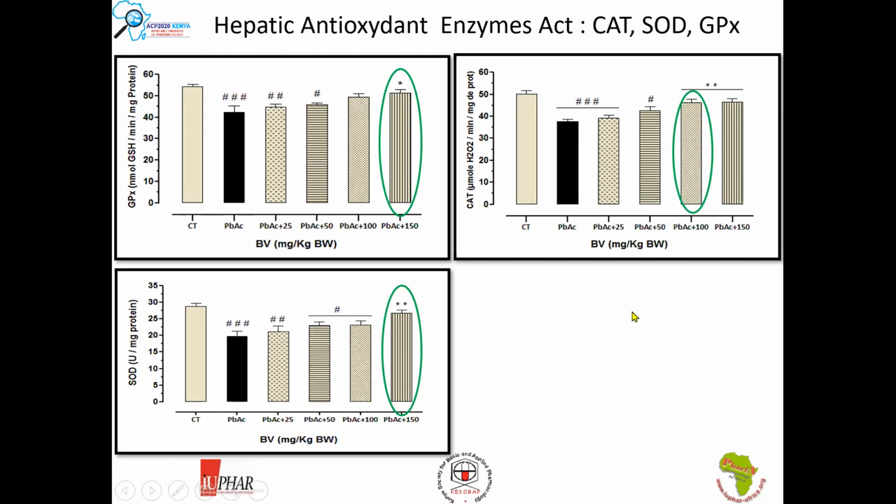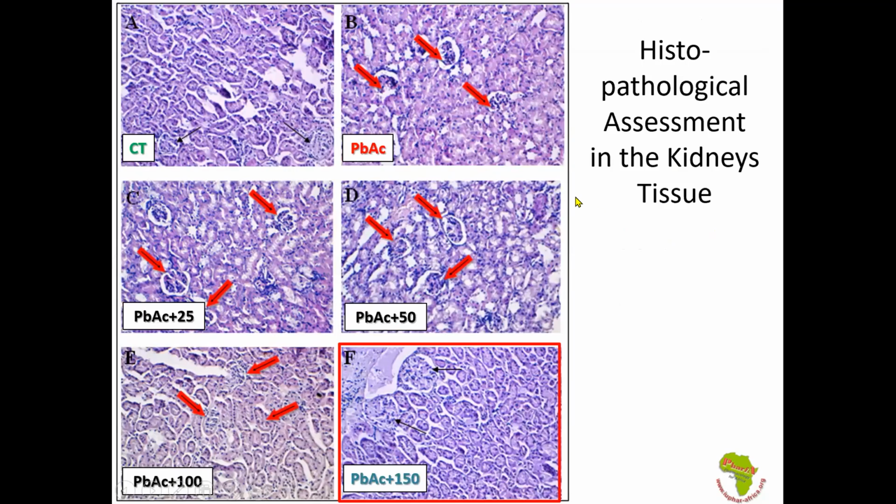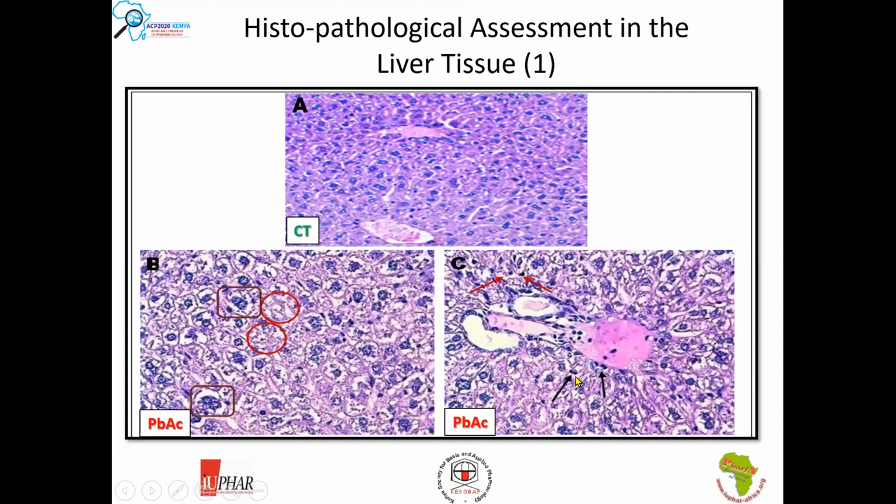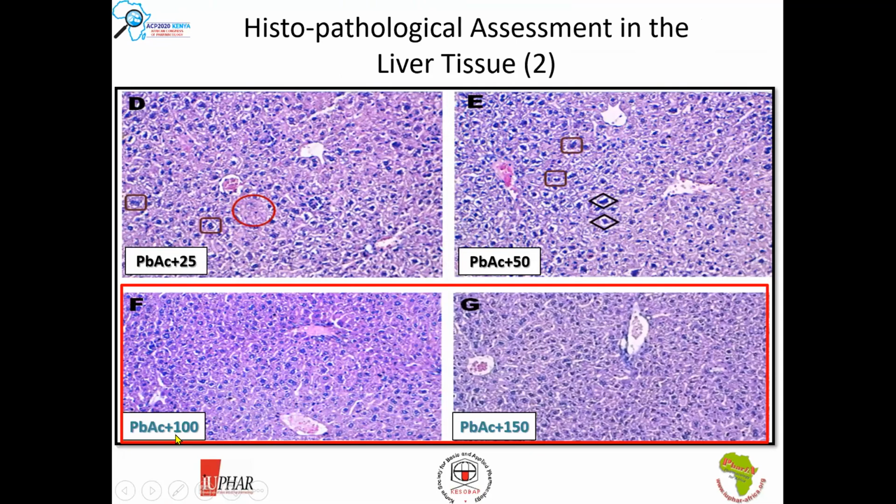So the histopathological assessments showed that there is hypercellularity in the toxic groups that disappeared from the dose of 150. In liver, we had some binucleation, some focal necrosis, and polynuclear infiltration that was restored to normal structure of the tissue from dose of 100 milligram per kilogram.